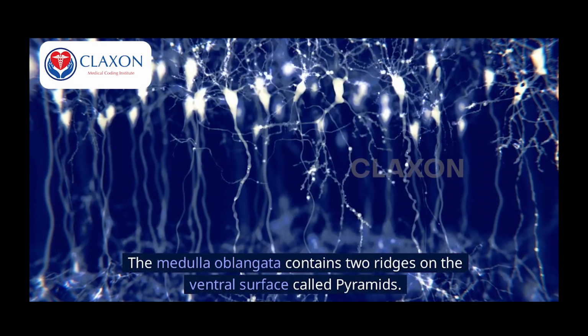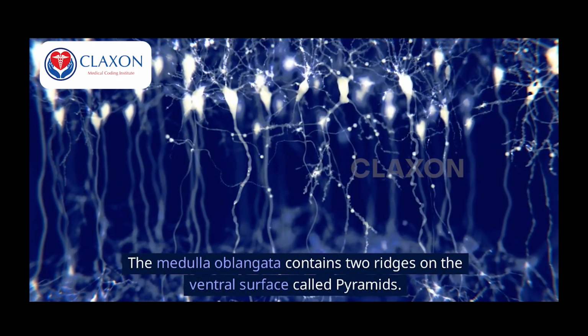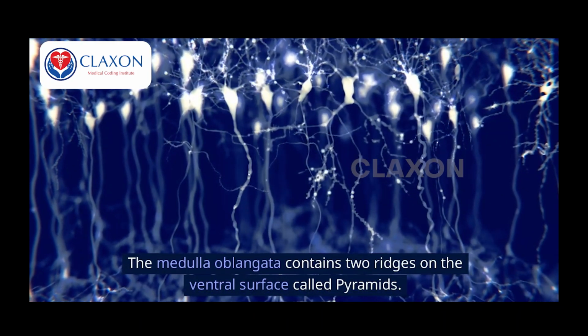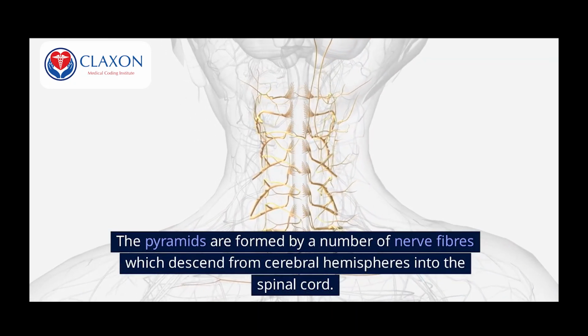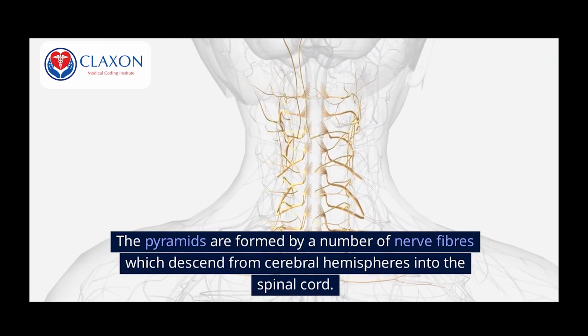The medulla oblongata contains 2 ridges on the ventral surface called pyramids. The pyramids are formed by a number of nerve fibers which descend from cerebral hemispheres into the spinal cord.